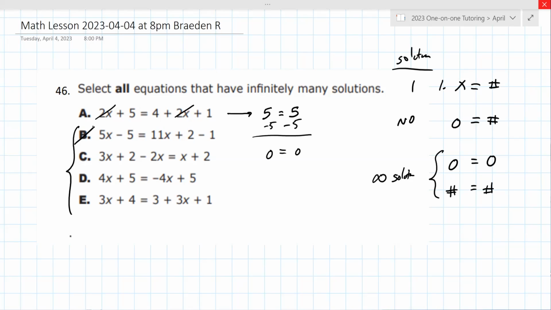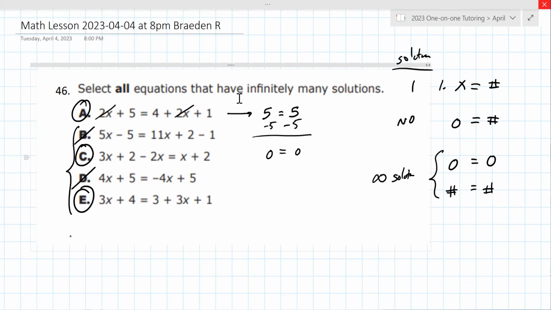C works. D doesn't work. And E does work. I agree.